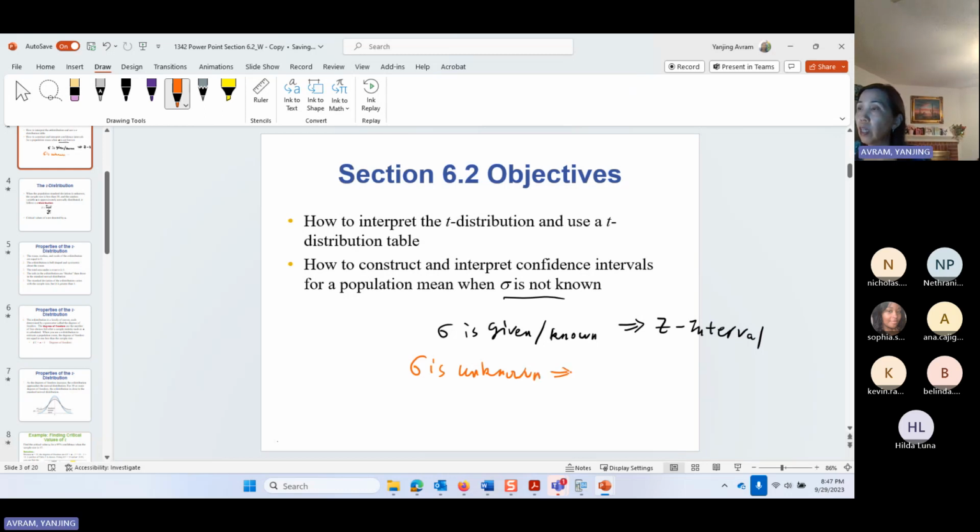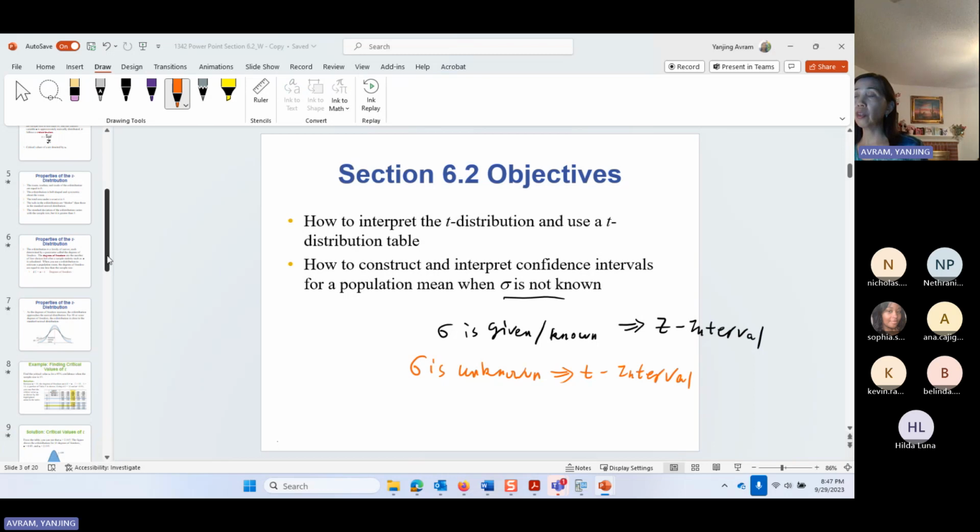All right, and then we're going to use the T interval. Okay, so we do have 2 intervals to use in here. All right, so the challenging part for this chapter is trying to figure out which interval do you use. Do you use Z or do you use T interval? Okay, so that is one thing.